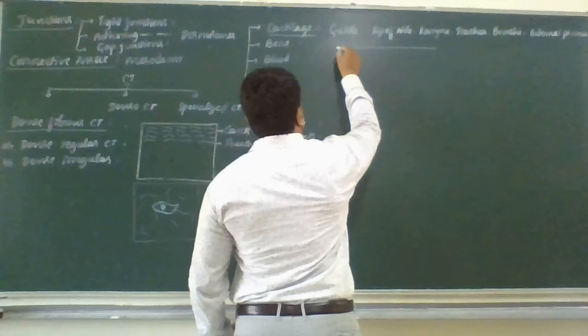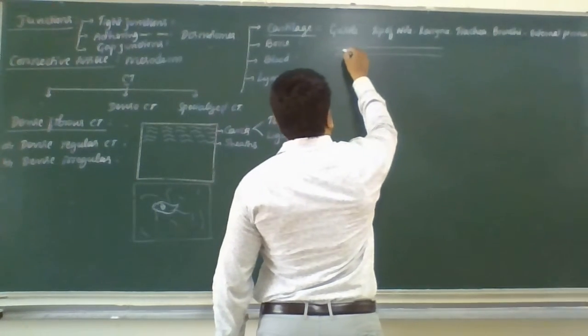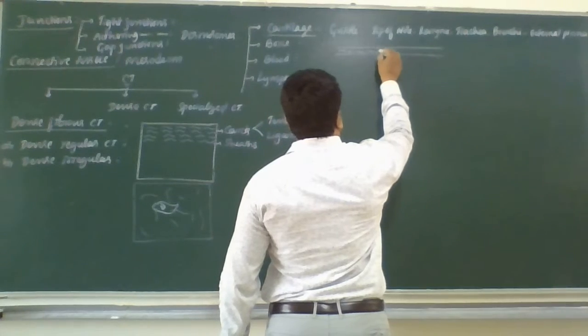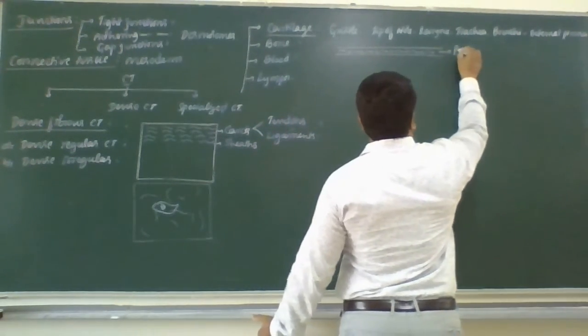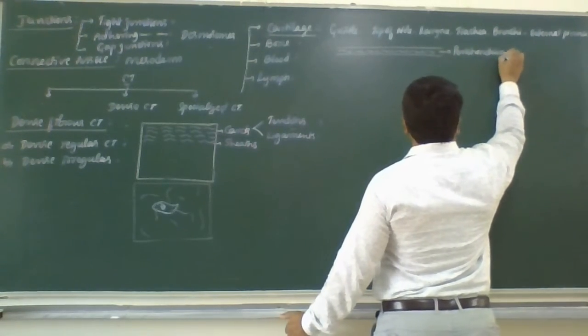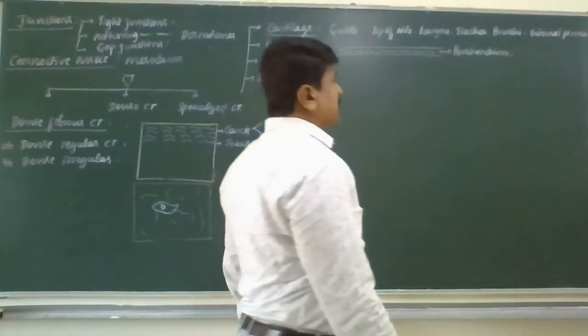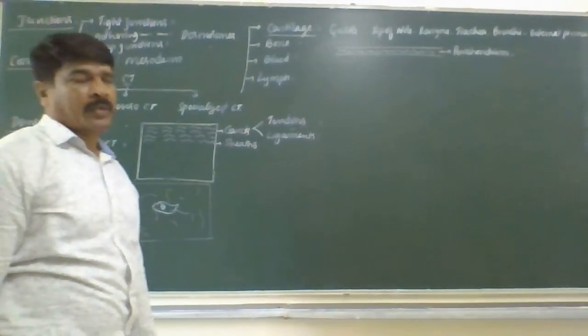Cartilage. Externally, cartilage is surrounded by a tough connective tissue membrane called perichondrium.